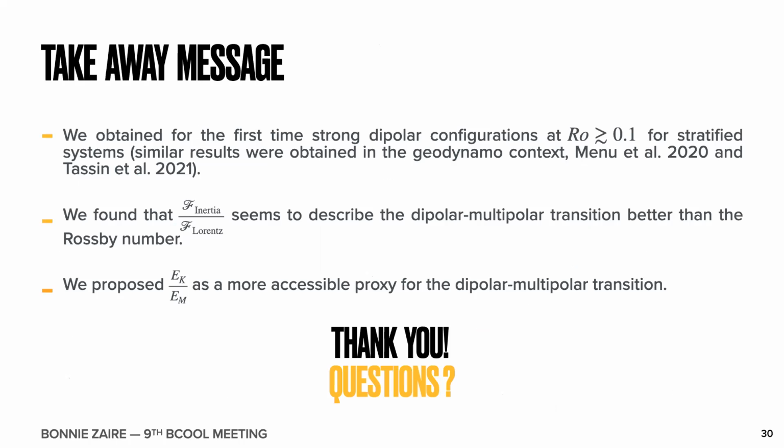But this is a rough estimation, and we were happy to see that we indeed could capture this transition. So my takeaway message is we obtained for the first time strong dipolar configurations at high Rossby numbers and for a stratified system. Similar results were obtained before in the geodynamo context, but they did not consider this stratification in the convective zone. We also found that this ratio between inertia and Lorentz force seems to describe the dipolar-multipolar transition better than the Rossby number, and we proposed this kinetic divided by the magnetic energy as a more accessible proxy for the dipolar-multipolar transition.